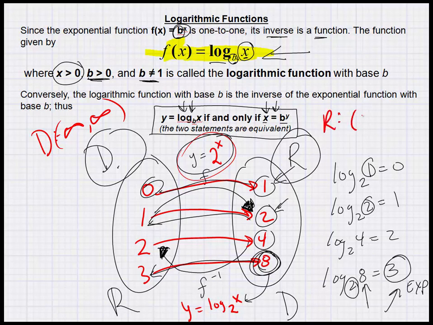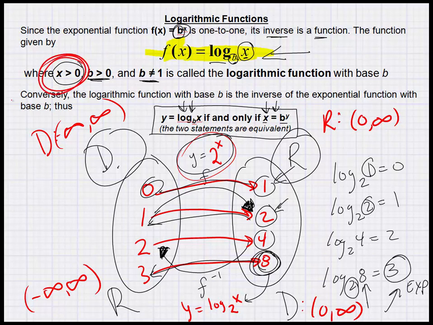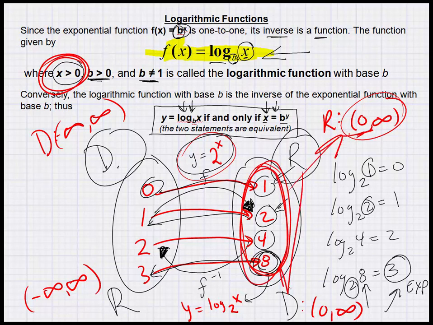was only positive values. Well, guess what? The domain for the logarithms is going to be only positive values, and the range is going to be negative infinity to positive infinity. And that's why we have this. X, which is my domain, can only be positive, because the only answers I'll get out of an exponential, which is the range for the exponential, are positive, and that's now the domain.